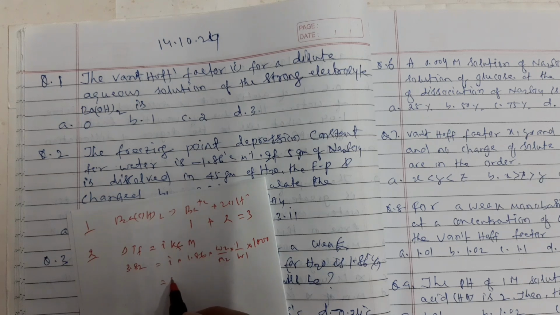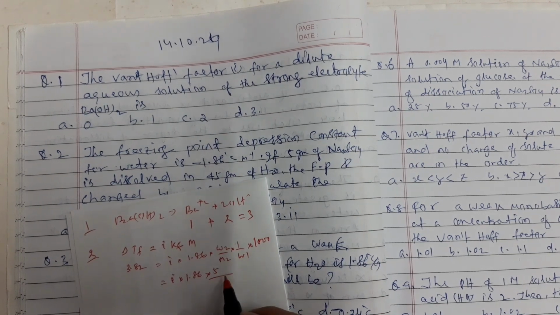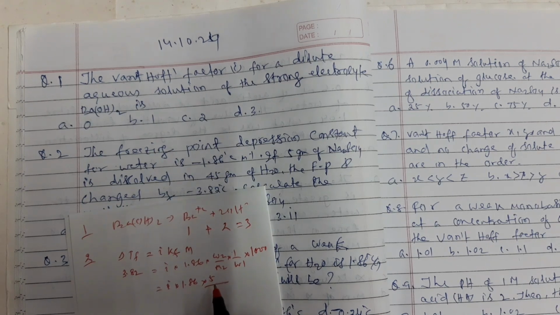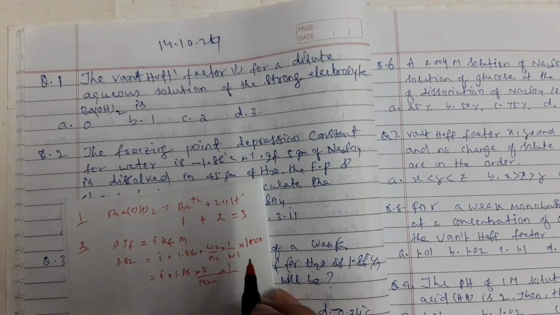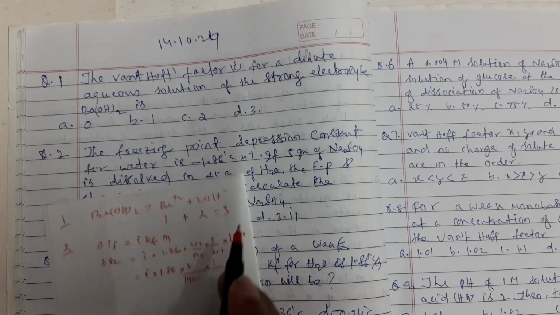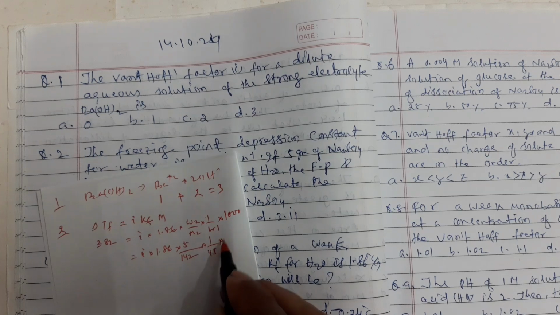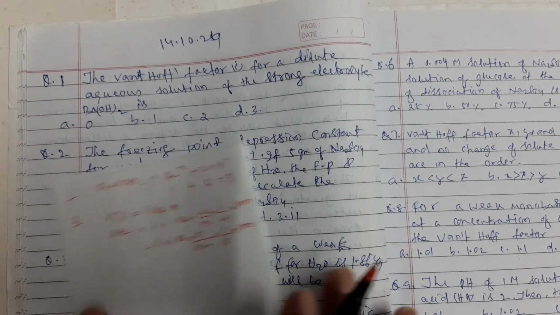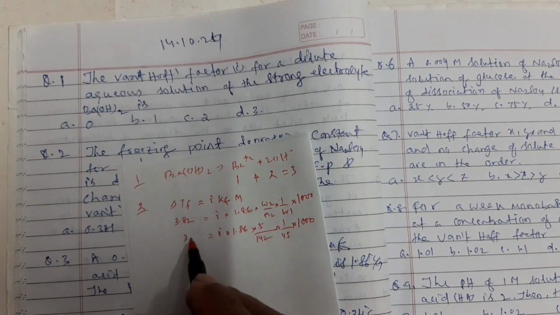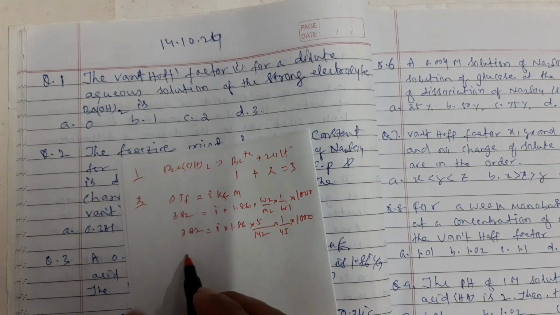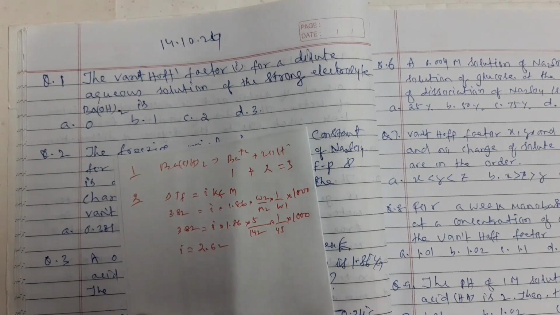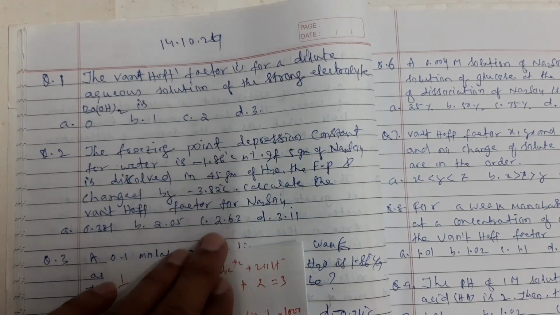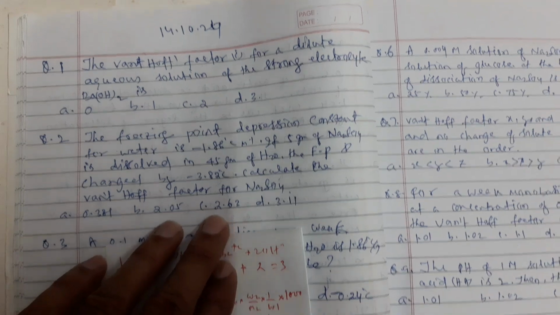So I multiplied 1.86 and 5 gram, molecular weight of sodium sulfate is 142, divided by W1, the solvent 45 gram of water, and into 1000. This much is equal to 3.82. By solving you will get i equal to 2.62. So 2.62 is the correct answer. C is the correct answer.